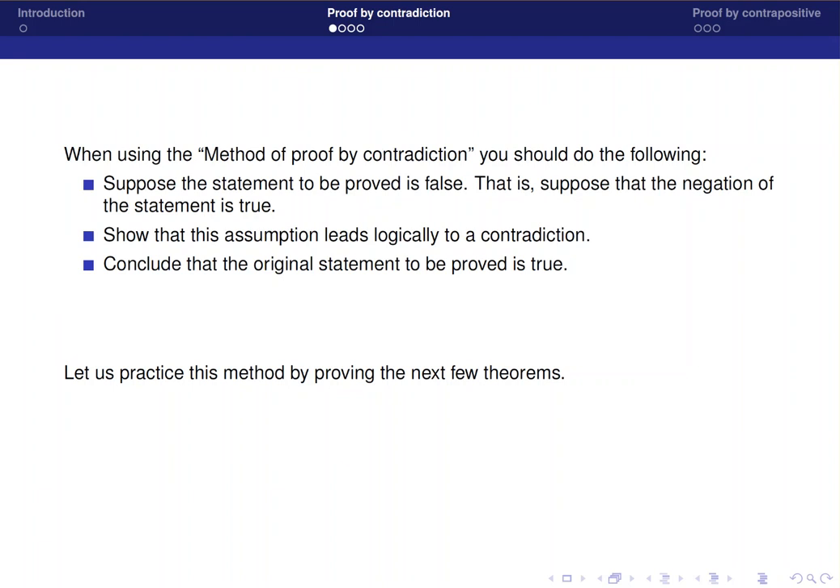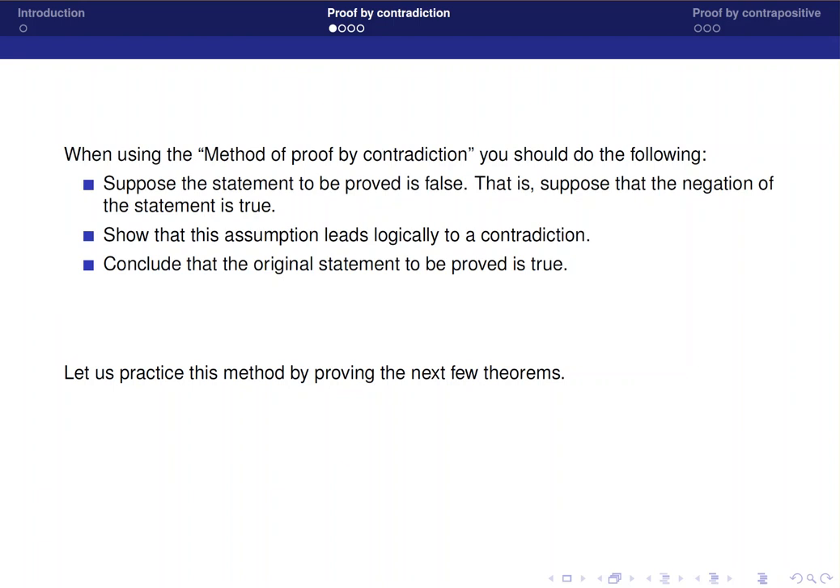In other terms, you're going to assume that the negation of the statement that you want to prove is actually true. Now, since the statement you want to prove is actually true, supposing the negation is true will lead to a contradiction. That contradiction will tell us that the original statement must be right, because its negation is leading to a contradiction.